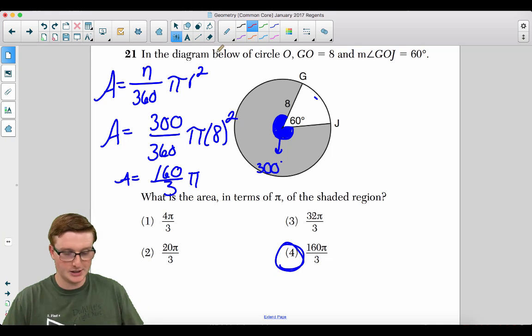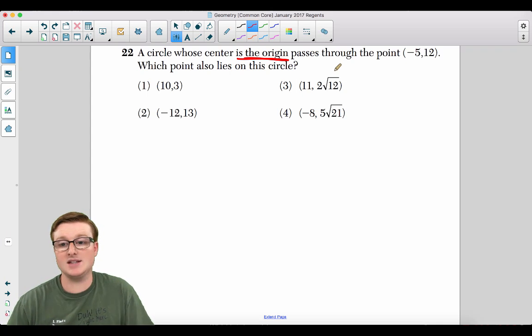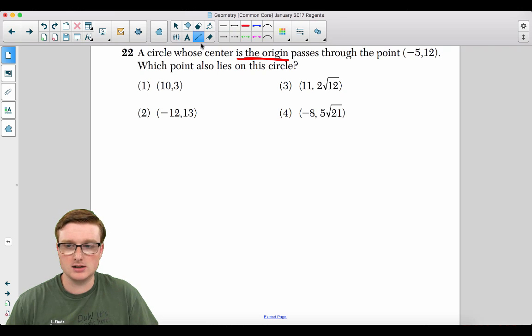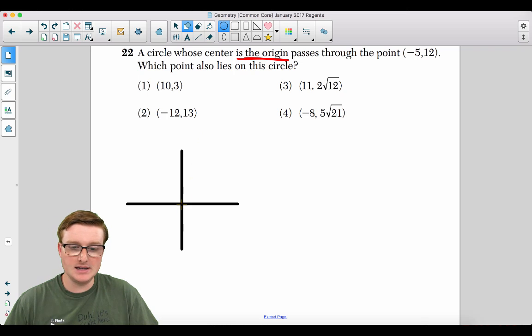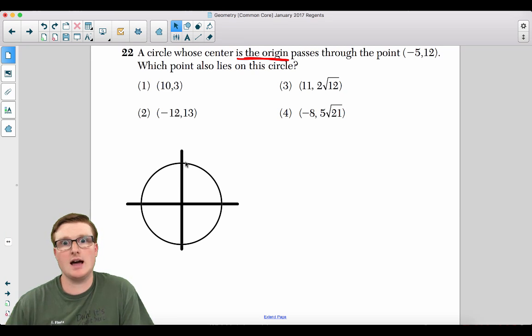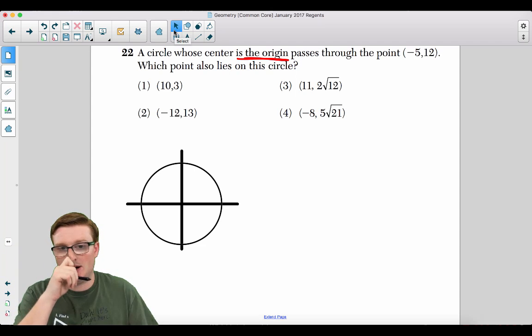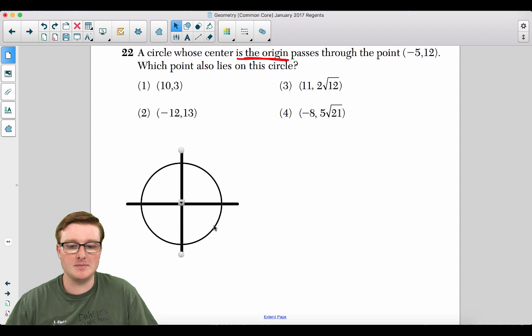All right, moving on to question 22. A circle whose center is the origin passes through the point -5, 12. Which point also lies on this circle? So I want to draw a quick figure of what this will look like. Now, there is some mathematics in this question where if you know trigonometry, like actual trigonometry, not advanced trigonometry, you could get this question in a blink of an eye. But I have to show you how to do this the geometric way that you learned in geometry class.